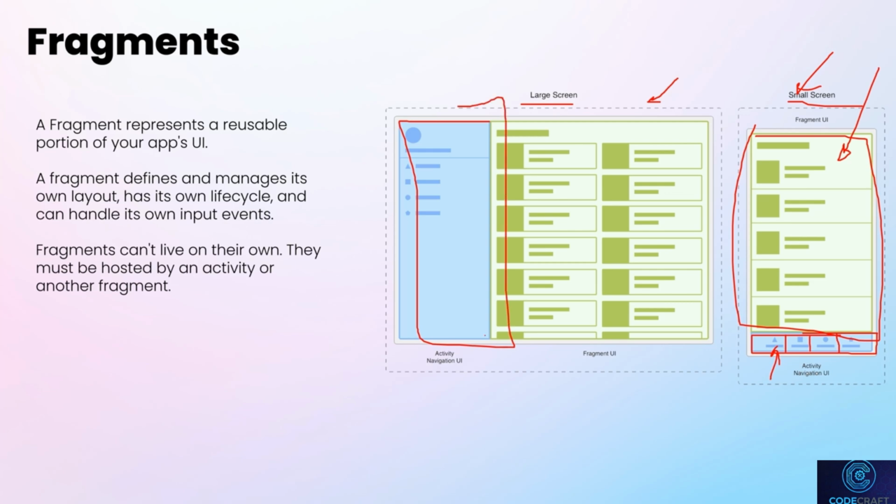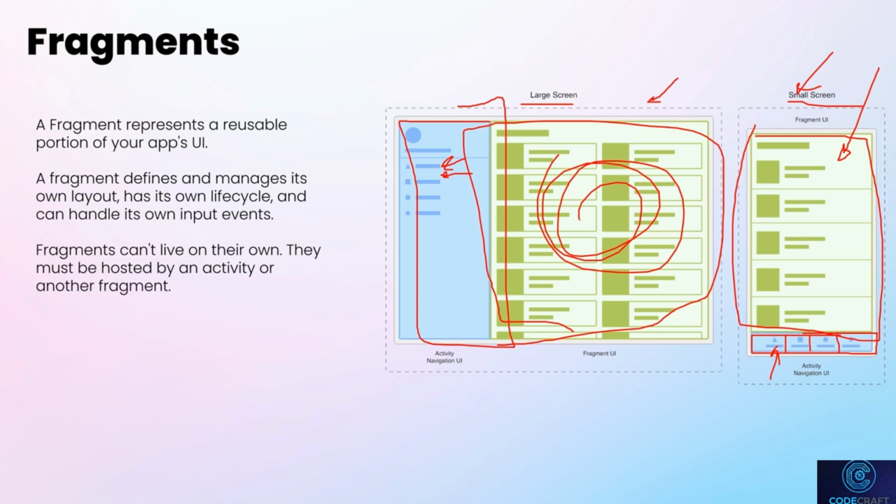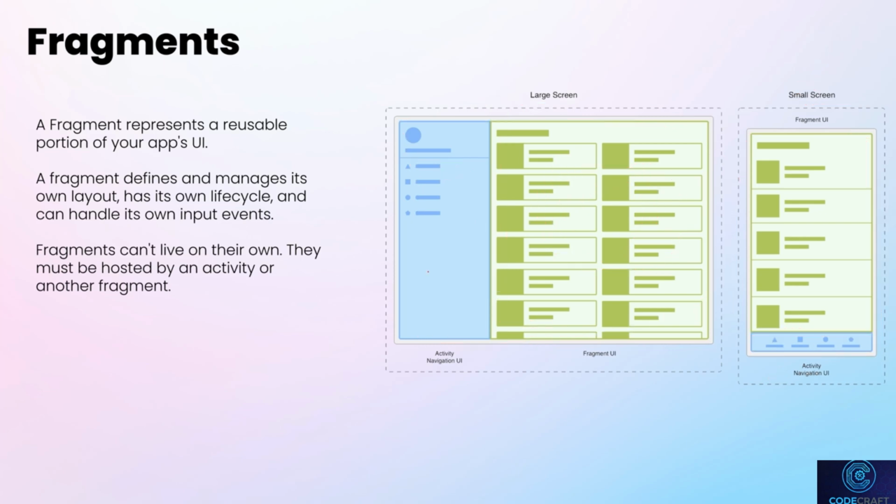For the large screen, we have this activity or this part. This is called the Activity Navigation UI. And we have this part in green that is the fragment UI. So when the user clicks on any of these buttons or any of these destinations, the fragment UI here will be changed. So this is called the modular user interface.